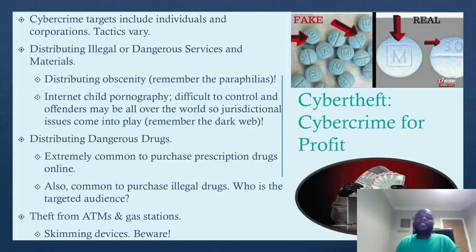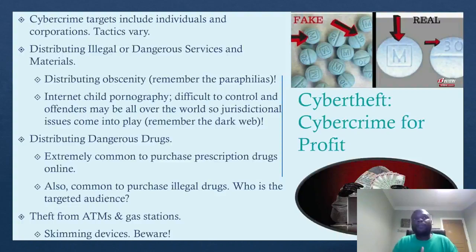Dangerous drugs can be distributed online, and the reason why this falls under the cyber theft category is because you might think you're purchasing, as you see in the image, this prescription drug, whatever this drug is, with the M and the 30. However, the real ones are on the right-hand side, but the ones that are fake are on the left-hand side. So you said, oh, well, times are hard. Economically, I'm dealing with challenges.